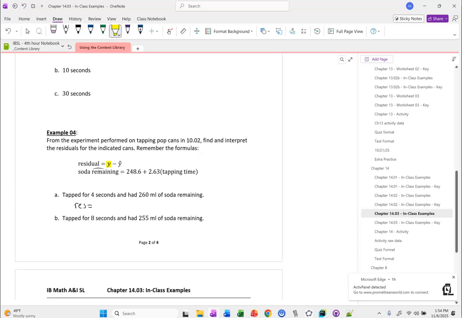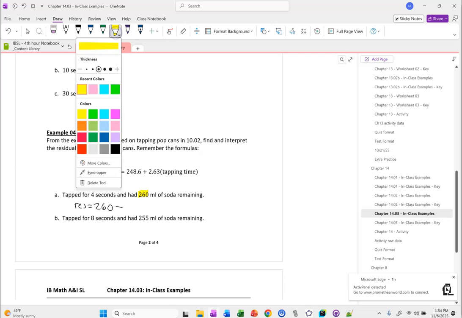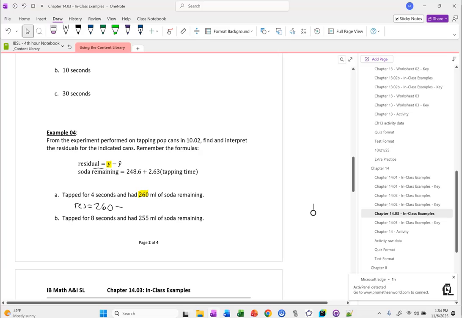What is y? That is incorrect. 260 is the amount of soda, the actual value. What is y hat going to be? That is incorrect.